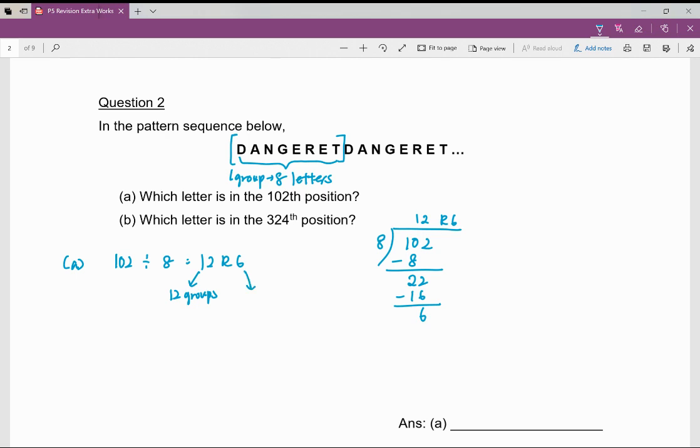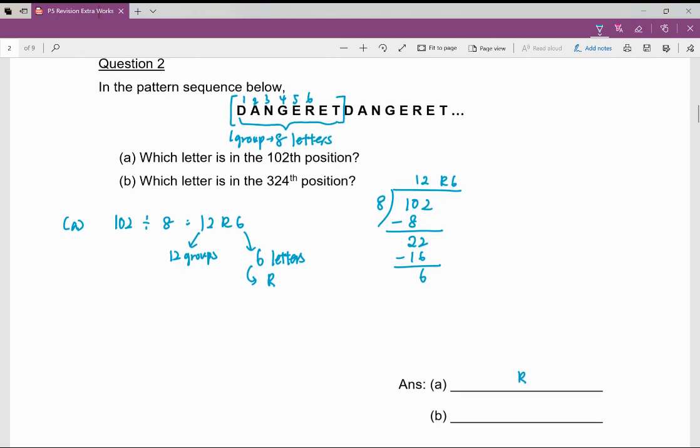And the remainder 6 stands for the 6 letters in the last group. Okay, if there's 6 letters in the last group, then let's count where's the 6th letter. So it's 1, 2, 3, 4, 5, 6. So my 6 letters, the last one is actually the letter R. So part A, the answer is R.